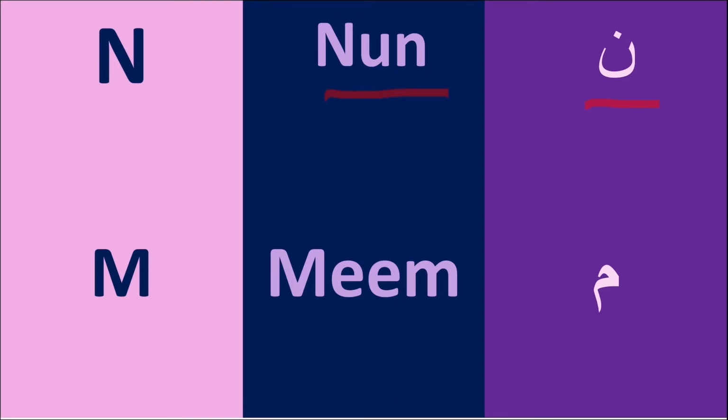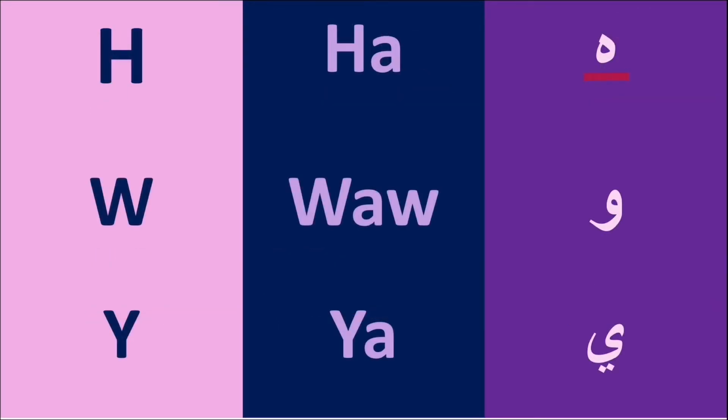Next letter is noon. Noon. It sounds like N in English. Then comes meem. Meem. It sounds like M in English. Noon has one dot inside and meem has no dot. There is ha. Ha. It sounds like H in English. But this ha, the sound comes from the throat. And this ha is from the mouth.